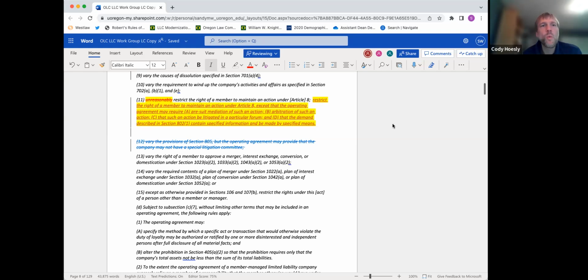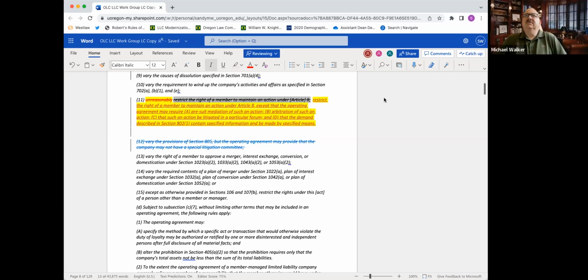Right. Well, the way this is drafted, the proposal is only the yellow highlighted language that starts with the word restrict. It wouldn't include the black and white language you're seeing on the first line of section 11. And by getting rid of the word unreasonably, the point is that you can't restrict at all. You can't even do a reasonable restriction on the right to maintain an action under Article 8, except you can do these four specified things. Whereas if you add the word unreasonably, then you are authorizing additional changes to the right to bring an action.